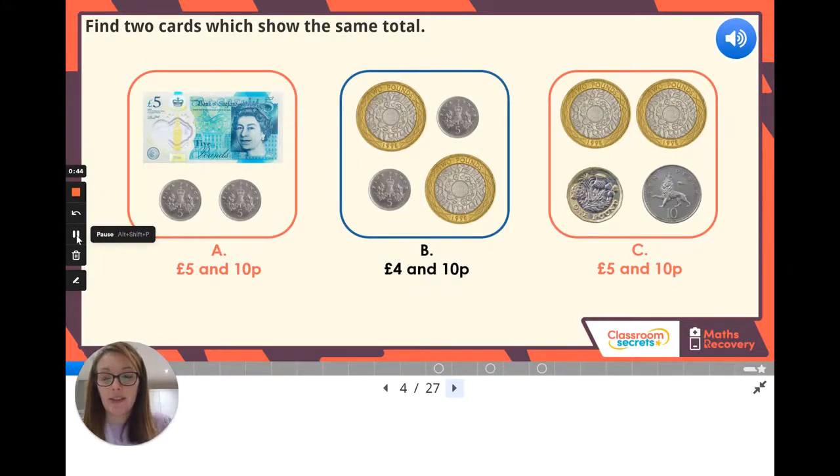So you should have counted box A, which has £5 and 10 pence. Box B has £4 and 10 pence. And box C has £5 and 10 pence. So you should have found out that A and C have the same total. They both have £5 and 10 pence, but as you can see, they are made in different ways. So that's what we're going to be learning about today and exploring how to make the same total, but by using different coins and notes.